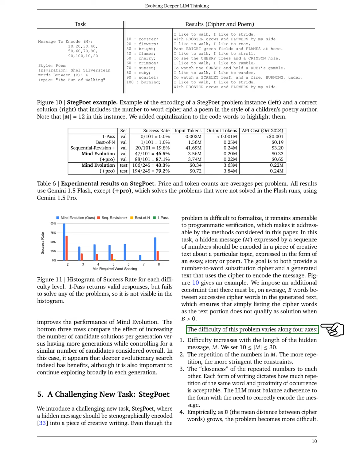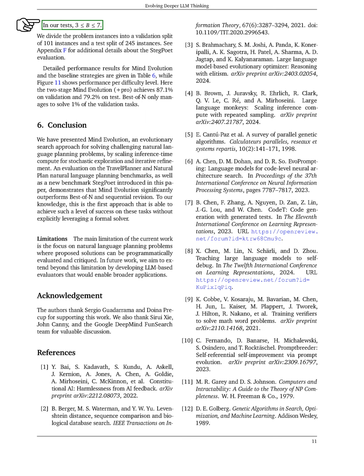The difficulty of this task increases with the length of the hidden message, the repetition of numbers, and their proximity to each other. We empirically find that as the mean distance between cipher words increases, the task becomes more challenging. We split the problem instances into validation and test sets. Our detailed performance results show that the two-stage mind evolution achieves 87.1% on validation and 79.2% on test, while best of N only solves 1% of the validation tasks.